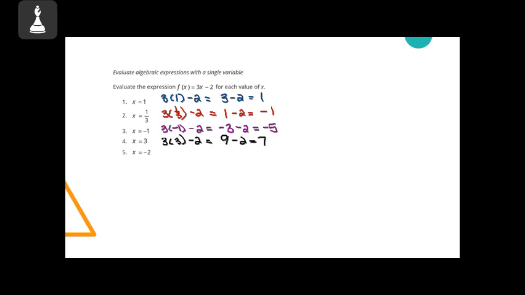And our last one here, plugging in -2. 3 times -2 minus 2. Well, 3 times -2 is -6. And if I subtract 2 from -6, I go to -8.